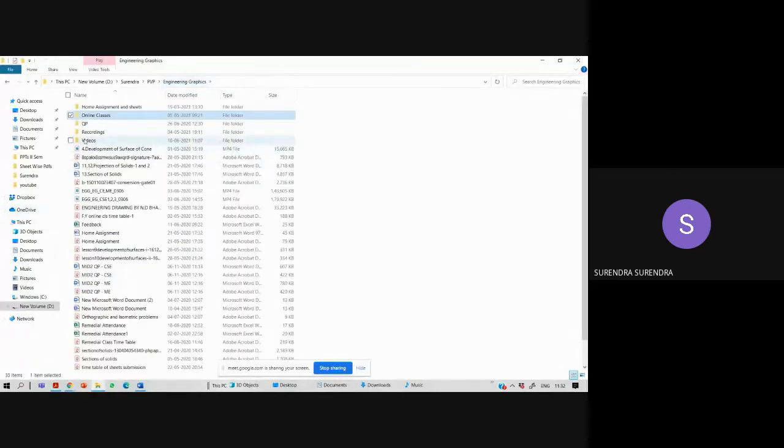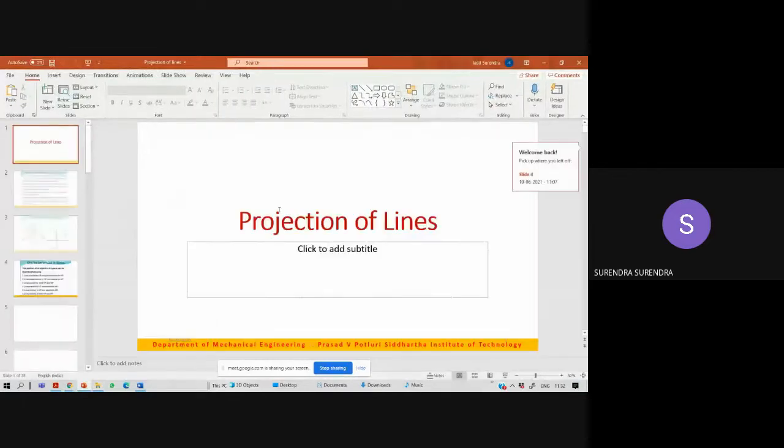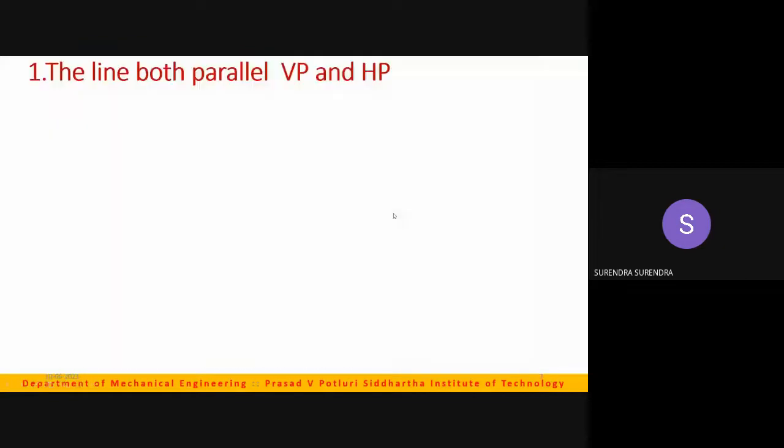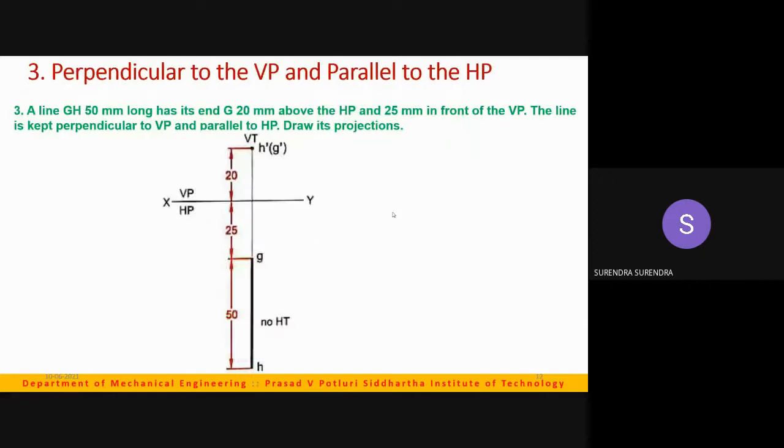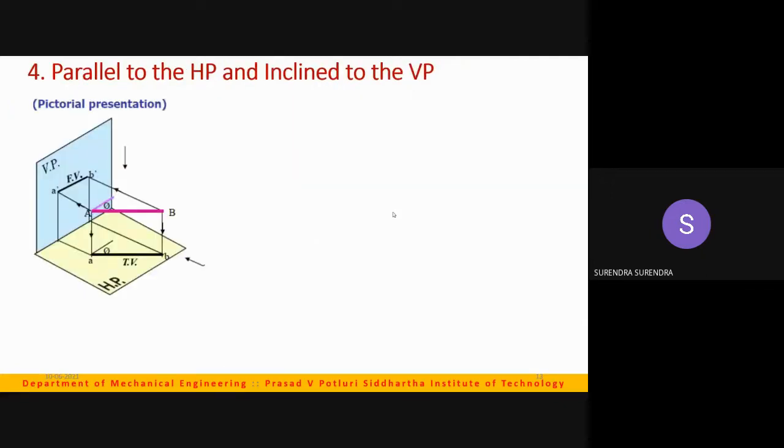C1: line inclined at 30 degrees to the vertical plane. So when a line is inclined to 30 degrees to the vertical plane, before starting the problem let us go through this PPT. When the line is inclined to the vertical plane, the inclination with the vertical plane is represented with phi. Make it a standard notation: the inclination with the horizontal plane is represented by theta, and the inclination with the vertical plane is represented with phi.